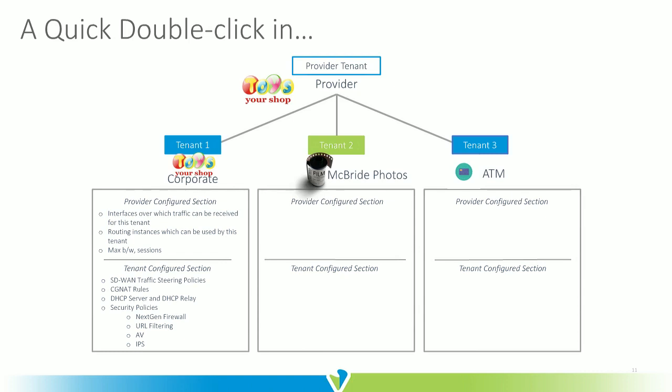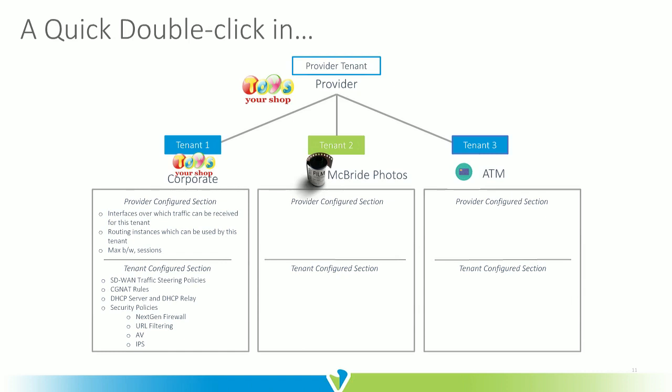What kind of traffic steering policies they want to use, what are their NAT rules, different DHCP servers and DHCP relays, security policies that they want to use. They want to use the NG firewall, URL filtering, AV, as well as IPS for the corporate side. And then we start looking at the other tenants, and they can then be even sub-configured there. So McBride Photos, although we don't depict it, as we're trying to imply that these configurations are available on a per tenant at that sub-level basis.